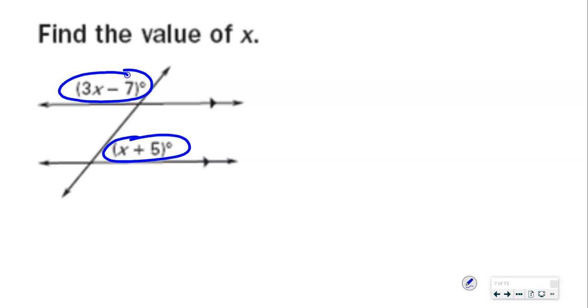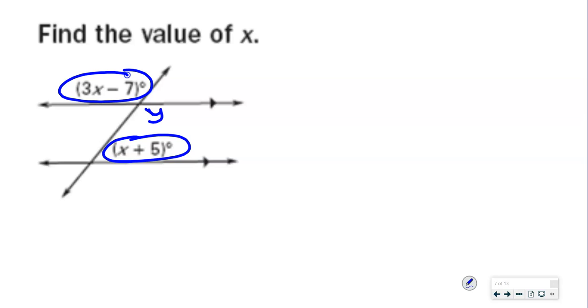They're not corresponding because they're not on the same side of the transversal. They're not consecutive interior either. So these don't have a direct relationship. This isn't one of those 4 or even 5, including vertical angles, relationships that we've been talking about. But we do know a few other things. We know that this angle here, let's call it angle y, is a vertical angle to 3x minus 7.